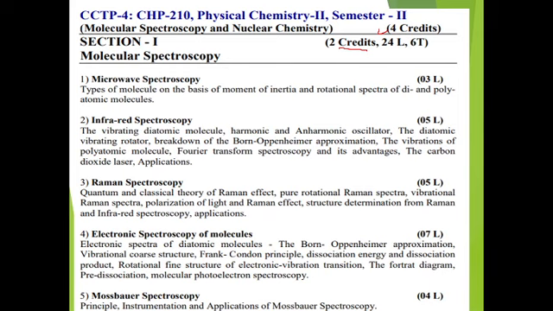This includes 5 chapters. First is microwave spectroscopy. Second is IR spectroscopy, that is infrared spectroscopy. Third is Raman spectroscopy. Fourth chapter we are going to learn is electronic spectroscopy, and the last chapter, which is new for you, is called Mossbauer spectroscopy. Only the introductory part is included in your syllabus, that is the principle, instrumentation, and application of Mossbauer spectroscopy.